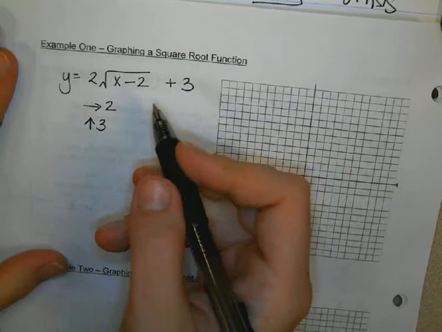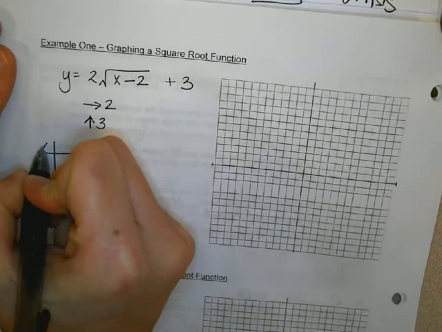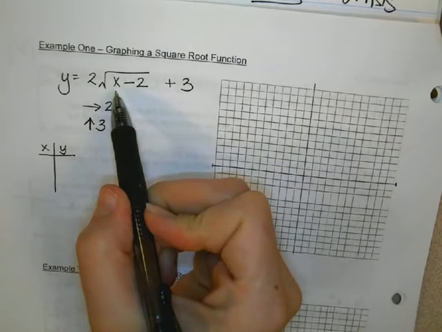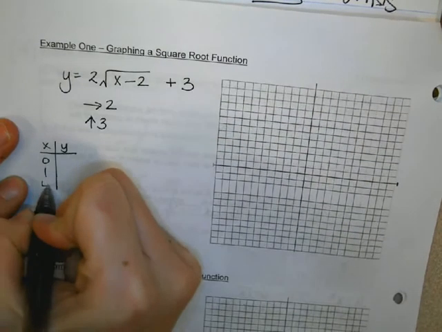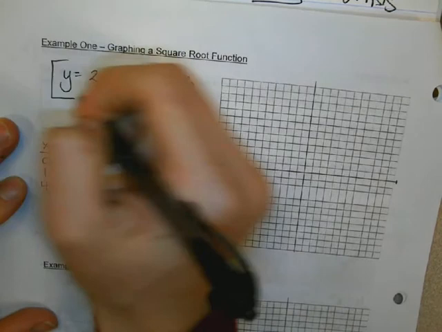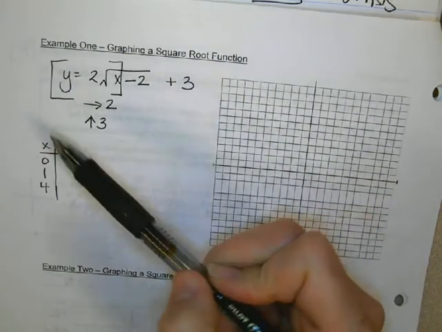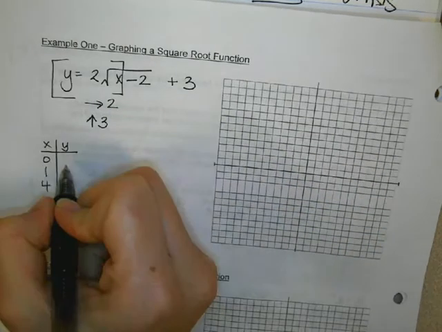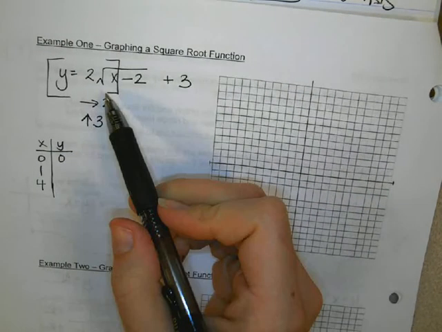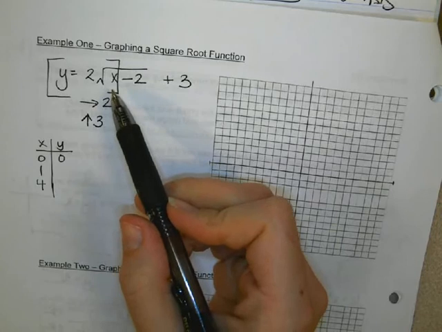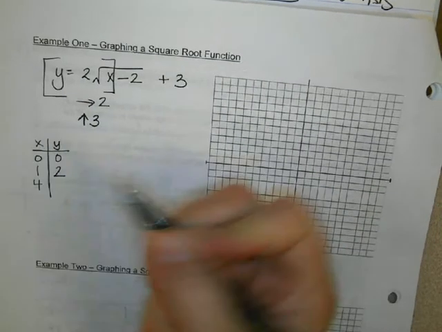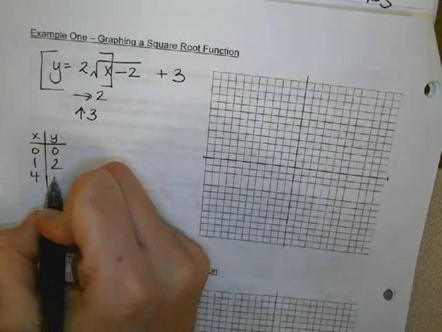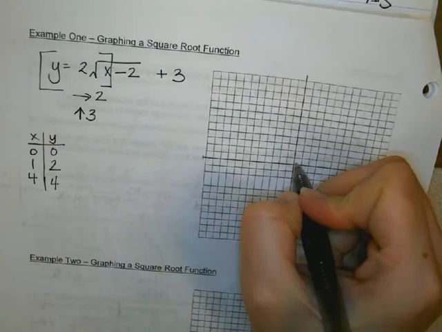And then we're going to make our little table of values. Now, because this is a square root function, I'm going to use 0, 1, and 4 because those are 3 easy numbers to take the square root of. I'm going to draw my brackets here. When I plug in 0, the square root of 0 is 0. So 0 times 2 is 0. When I plug in 1, the square root of 1 is 1. 1 times 2 is 2. When I plug in 4, the square root of 4 is 2. 2 times 2 is 4. I'm going to plot those 3 values.